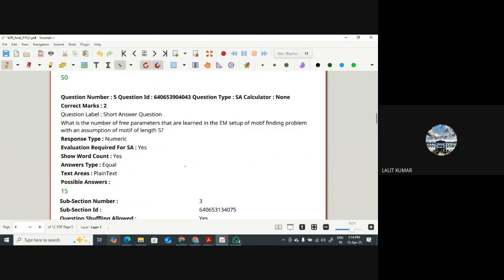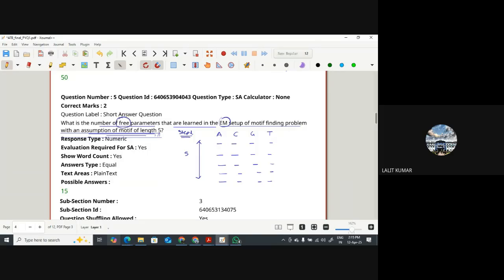What is the number of free parameters that are learned in the EM setup for motif finding with an assumption of motif of length 5? So this we have discussed yesterday at length. And just to revise, when we have an assumption of motif length of 5, what do we do in the EM? In step 1, we make a profile of ACGT. So this is of length 5, so it will have 5 into 4 values.